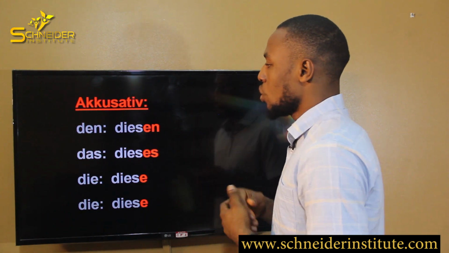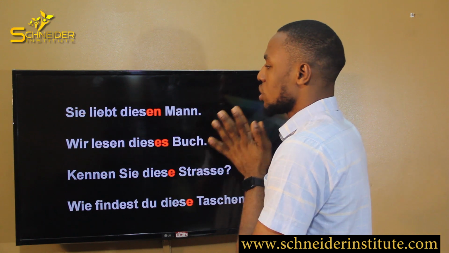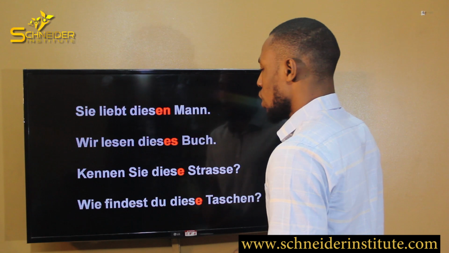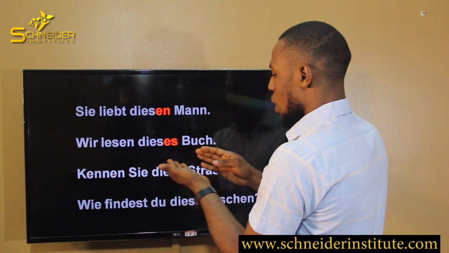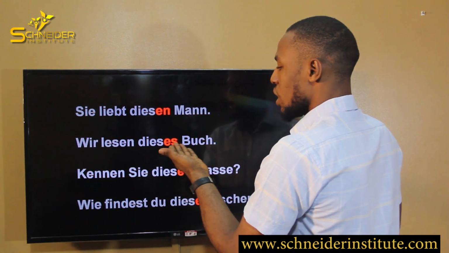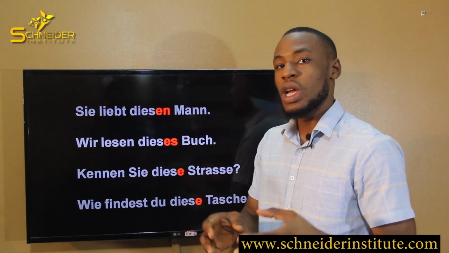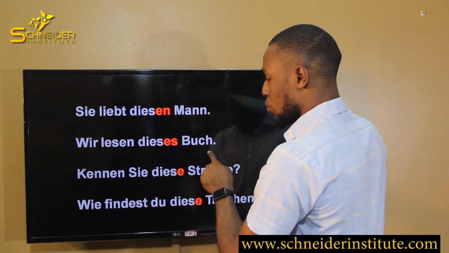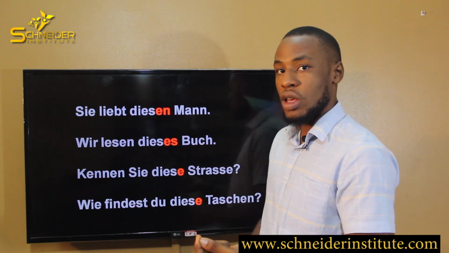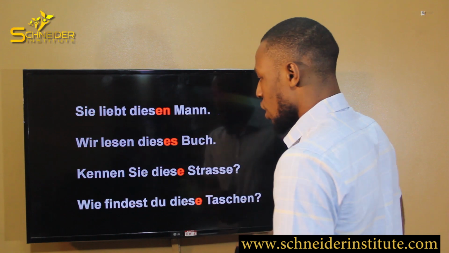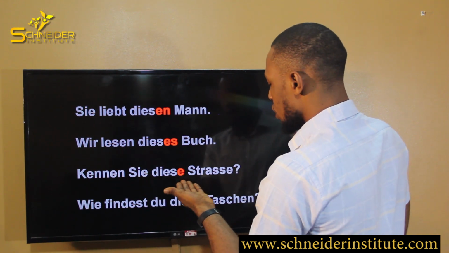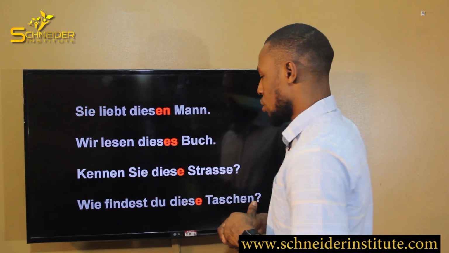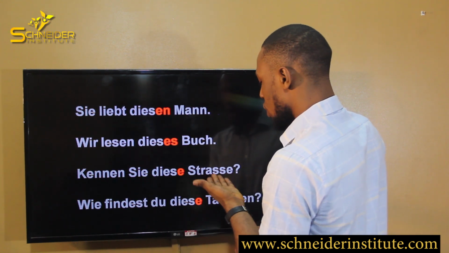Okay, so now we're going to look at sentences with the demonstrative pronouns in the accusative case. So over here, we have the neuter noun das Buch. Wir lesen dieses Buch, which simply means we are reading this book. Recall, for das Buch, we simply have es instead of as. Now, down here, I have, Kennen Sie diese Straße? So kennen Sie diese Straße?